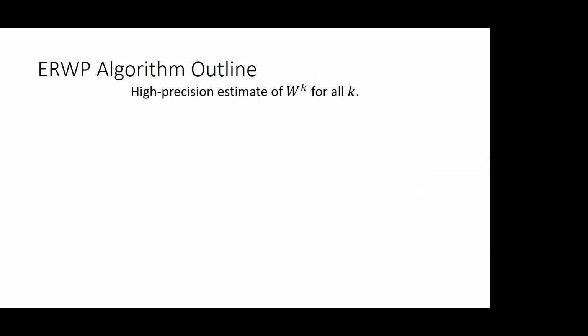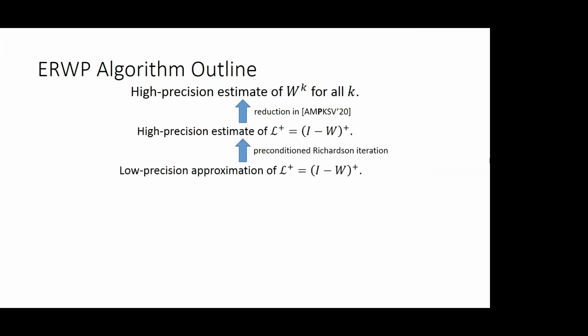Okay, so again, we want to do a high precision estimate of W to the k for all k. And the way that we're going to do that is we're going to use a reduction that we have in our paper that we're going to talk about in a minute that obtains that estimate from a high precision estimate of L pseudo inverse, where it's going to be I minus W pseudo inverse, but for a different specially constructed W that lets us read off the W to the k values, which we'll talk about more in a minute. And then we're going to get that high precision estimate of L pseudo inverse from a low precision estimate of L pseudo inverse using preconditioned Richardson iteration.